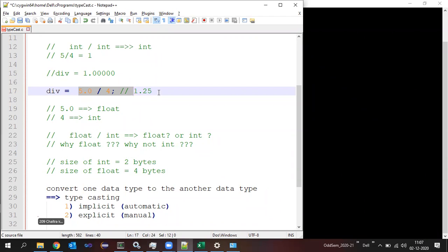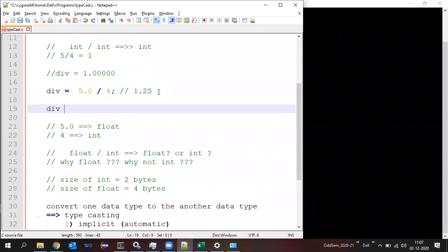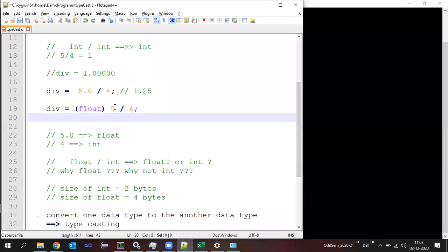That is implicit. The other one is something like this. If I write division is equal to float 5 divided by 4. Now here, if you look at the numerator, I have an integer. The denominator also is an integer.